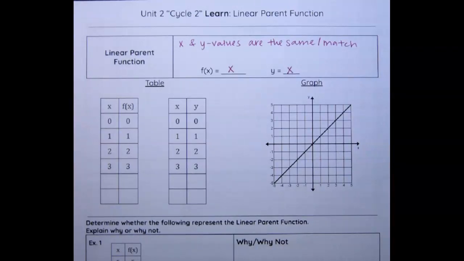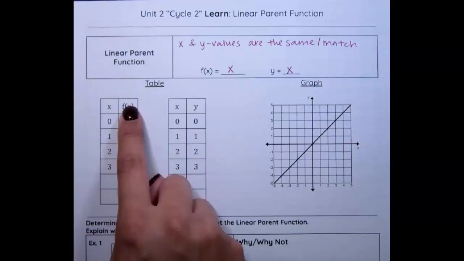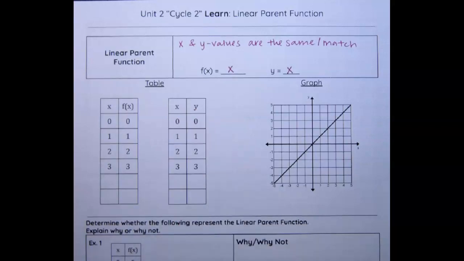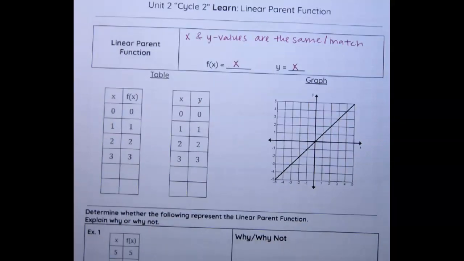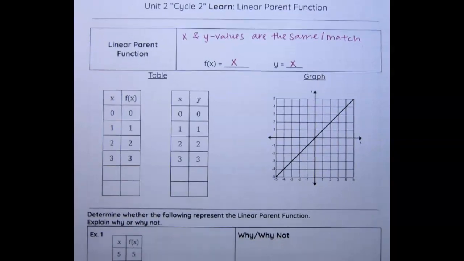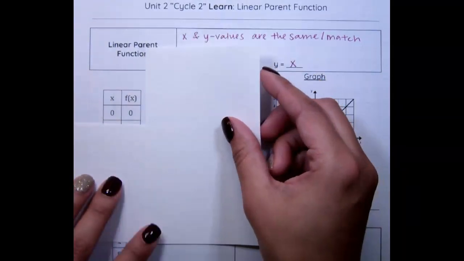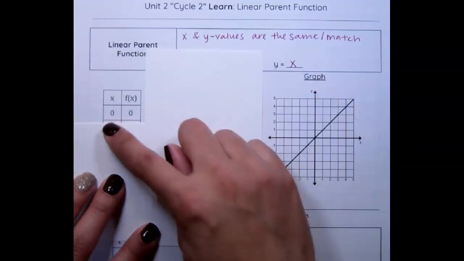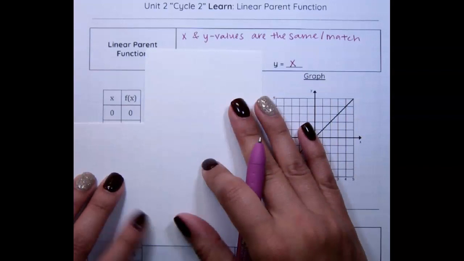So let's look at what that looks like on a table. We have a couple of tables. The only difference between the two tables is that this one says f of x and this one says y. We just wrote up in that top box that the x and y values have to match. So we're going to look at one table first. This is what I mean by match. X and y have to be the same thing.